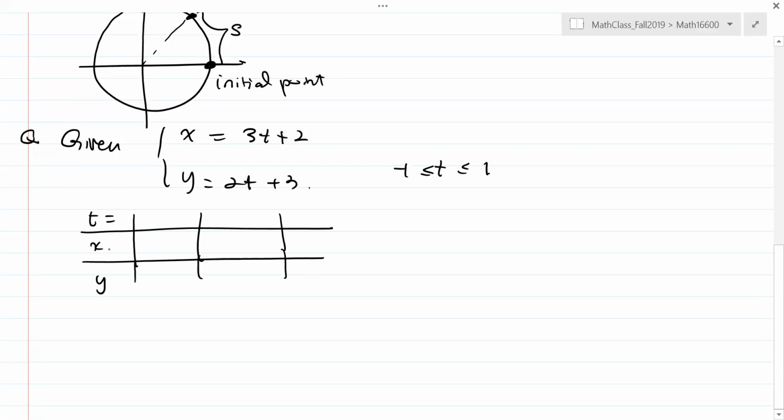So when t equals negative 1, what do you get? x is going to be negative 1, y is going to be positive 1. Now, I just choose 3 points. When t equals 0, x is 2, y is 3. When t equals 1, x is 5, y is also 5.